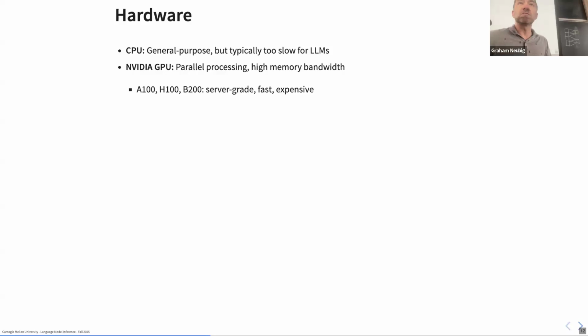These are kind of server grade ones that, if you have lots of money, you spend that money hiring or buying these expensive GPUs. There's also cheaper, non-server grade ones that people typically use for gaming or other applications. But these still are quite powerful and much better than using a CPU.